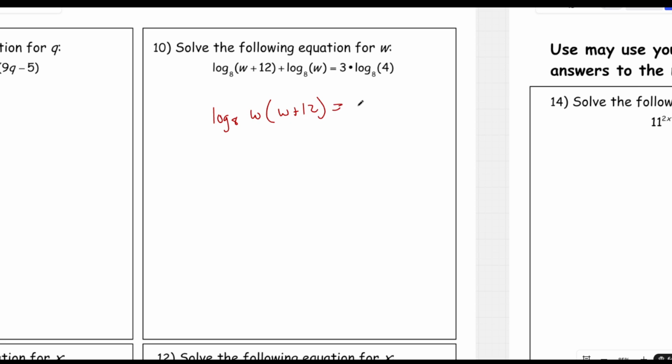Gotta move that exponent up. Then once you have a single log on each side, only then can you cancel logs. You can't do it up here. Only when it's a single log on both sides. No coefficients, no adding one.